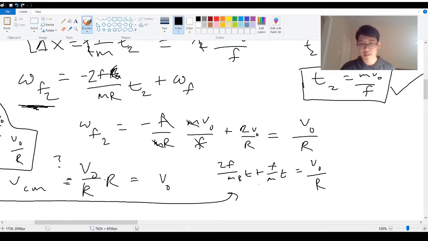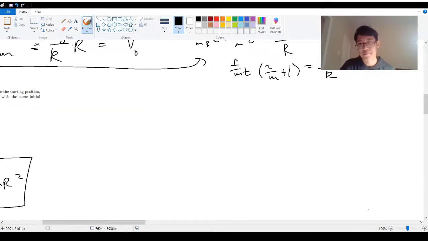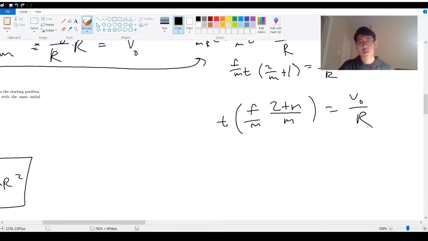Let's see. So this thing simplifies to F over m t times 2 over m plus 1, right? So v naught over R. And then we can simplify this a bit further. This is going to be 2 plus m over m times F over m, square root of v naught over R.